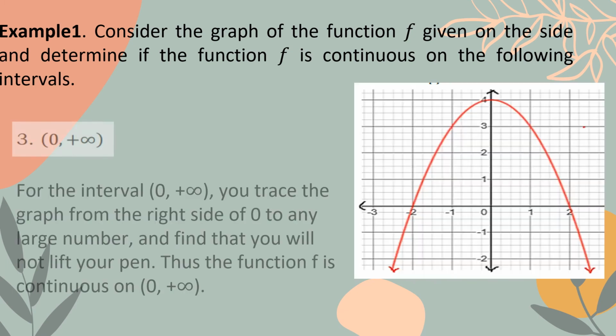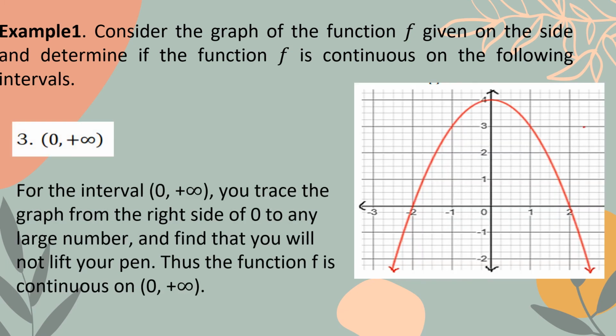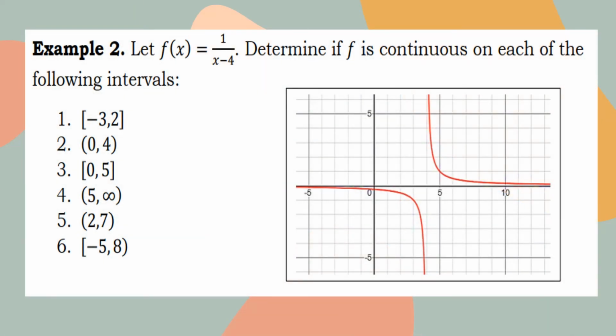Okay, consider another graph. We have here a function 1 over x minus 4. Determine if the function is continuous on the following intervals. Number 1, from negative 3 to positive 2.